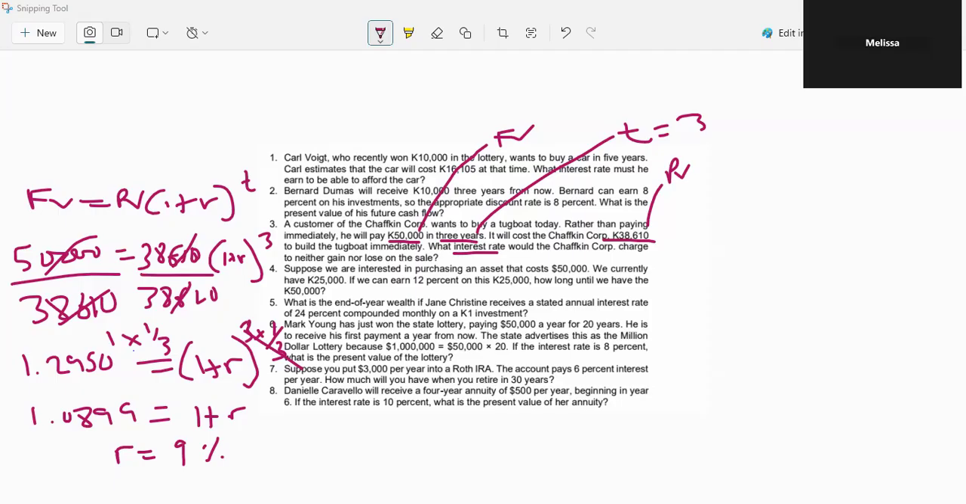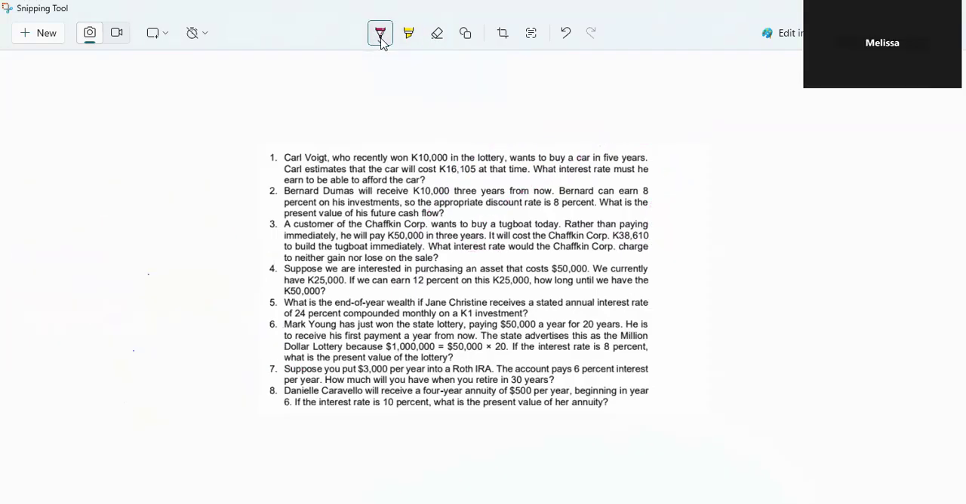Okay, that's question 4. Suppose we are interested in purchasing an asset that costs 50,000. We currently have 25,000 kwacha. I want to believe it's the same currency. We can earn 12% on this 25,000 kwacha. How long until we have the 50,000? So what we're being asked to find here is time in this case.